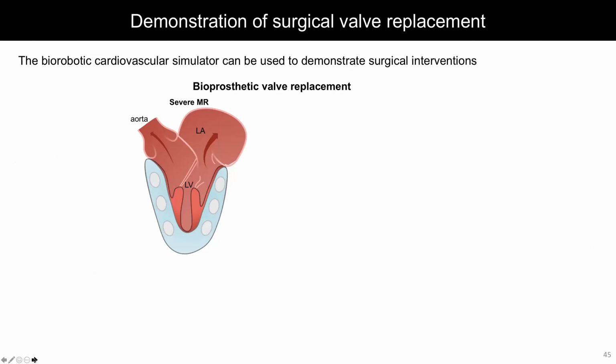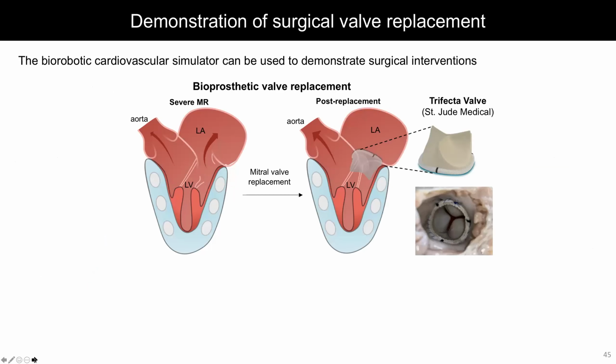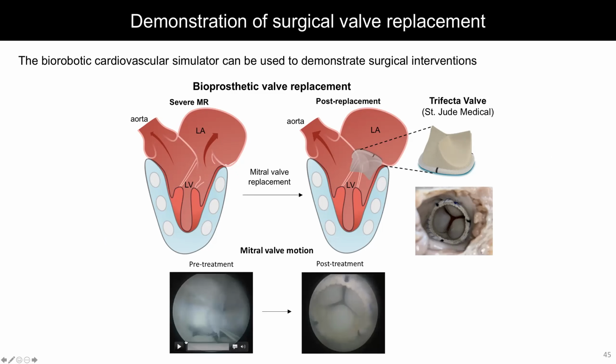Then we wanted to see, can we look at repair of the mitral valve? And we looked at, in this case, a Trifecta valve from St. Jude and implanting it surgically. Pre-treatment, you can see that the motion and the coaptation of the leaflets isn't that good. Post-treatment, you can see this nice motion and leaflet coaptation here.